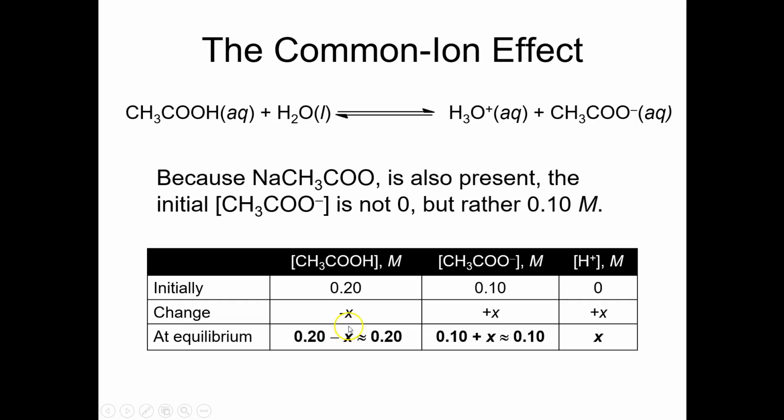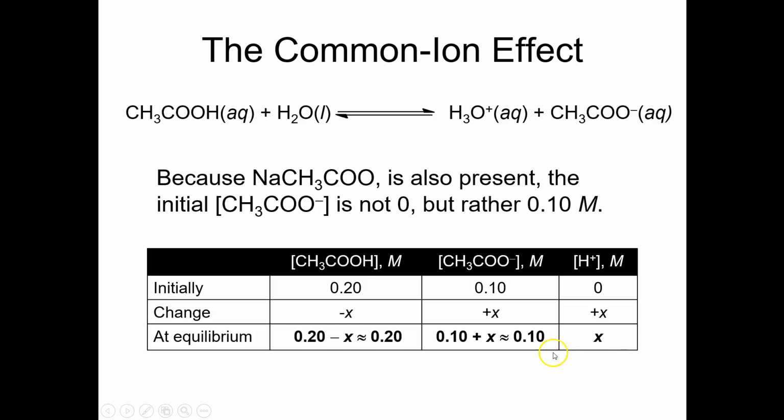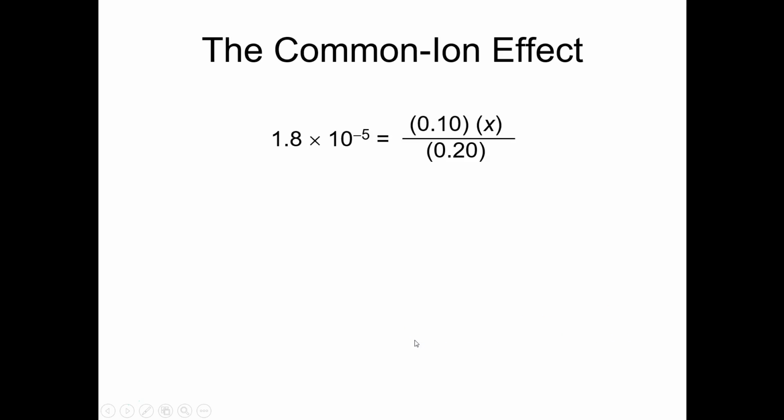We're going to see that X turns out to be a really, really tiny number, and so it's totally justified to make the assumption that X is insignificant compared to 0.2 and 0.1. And then the H plus concentration is going to be equal to X at equilibrium. And so we plug those things into the equilibrium expression. 0.1 and X in the numerator, 0.2 in the denominator is equal to 1.8 times 10 to the minus 5.